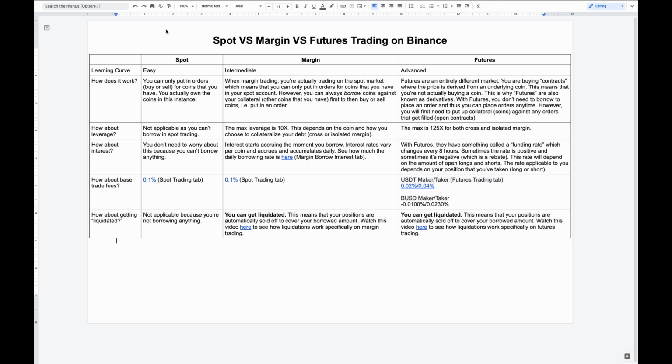Hey there, so in this video I'm going to talk about the differences among spot, margin, and futures trading on Binance. Although this video is on Binance specifically, most of what I'll be talking about is generic and can be applicable to other exchanges as well. I created this table here that I'll be going over in this video to help you see the differences.